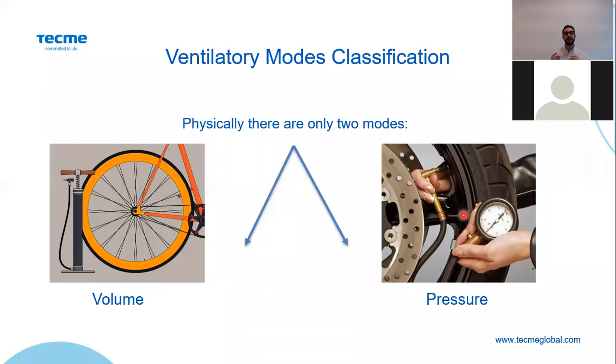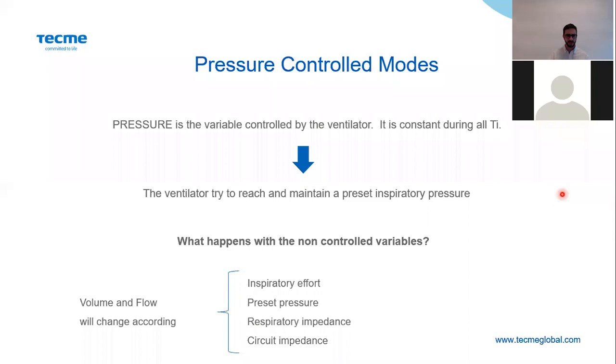Physically, there are basically two ventilatory modes. One is related to the volume and the other one is related to the pressure. So this is talking about the control variable. When you control the volume, we are talking about a volume ventilatory mode, and when we control the pressure, we are talking about a pressure control mode.